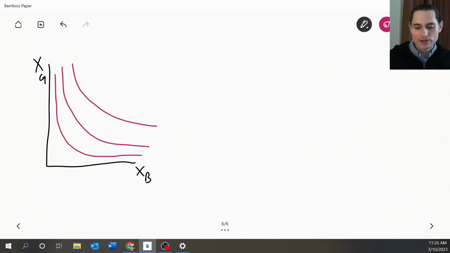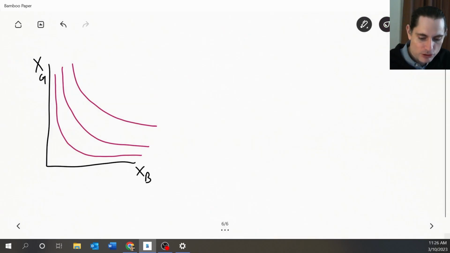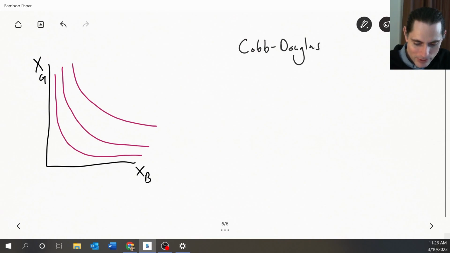They're a more general indifference curve. We're going to use one particular, easy to work with, type of preference. We're going to use what's sometimes called Cobb-Douglas. I'm going to try to spell this correctly, but I often fail. Cobb-Douglas preferences with equal weights.